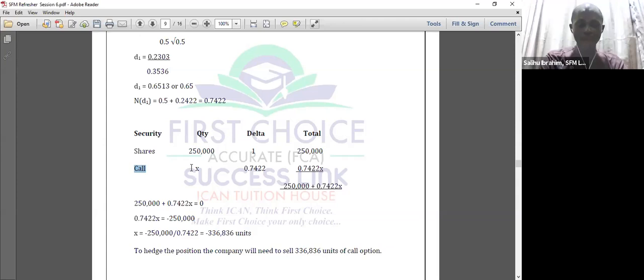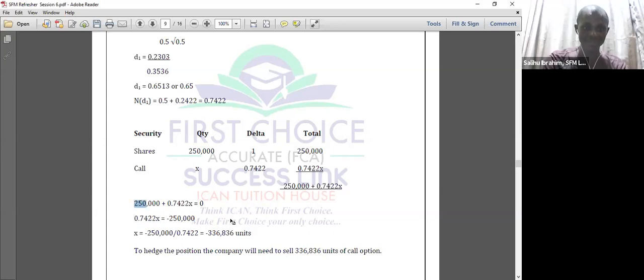So how many calls do I need? I don't know. I represent with what? With X. This is the delta of call. Multiplied by this, what do I have? I have 0.7422 of X. Add the two together, you have this. Equate it to 0 to establish your delta neutral position. So 0.7422X is equal to minus what?